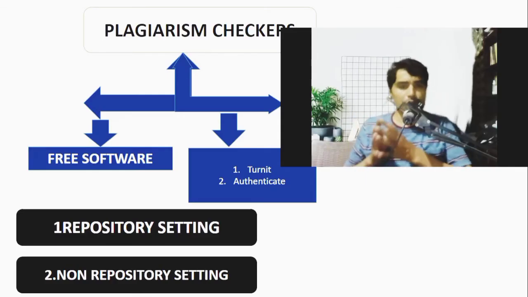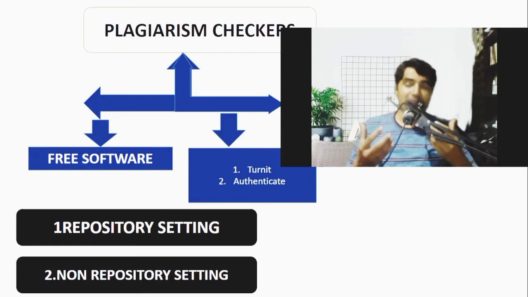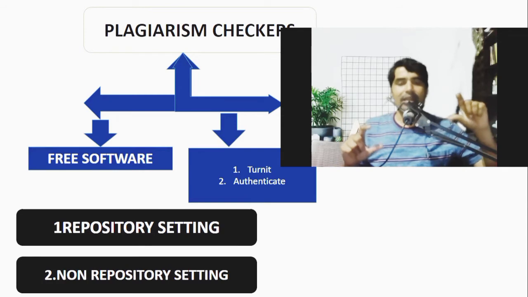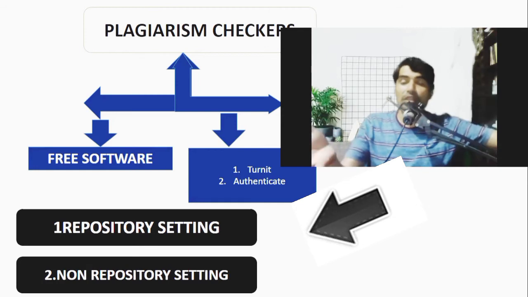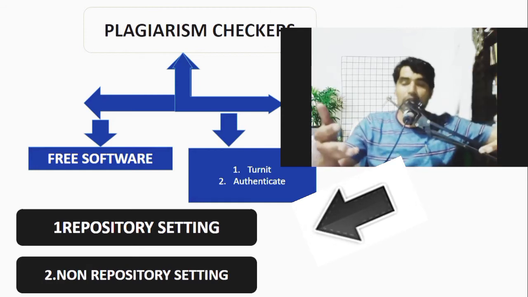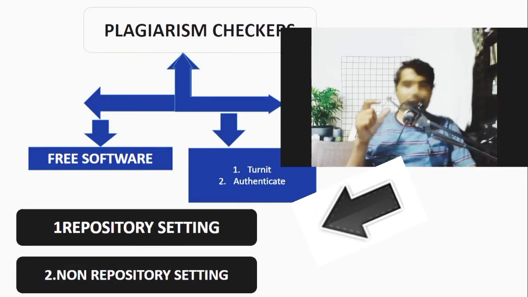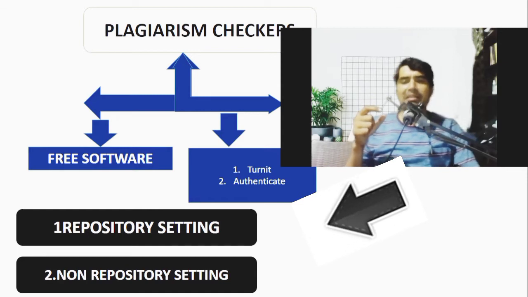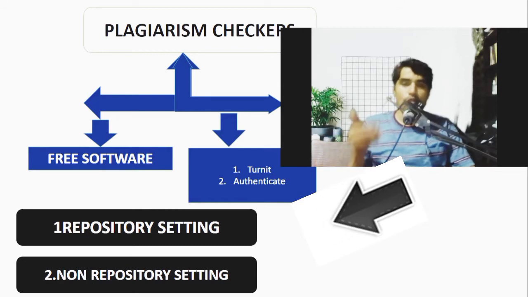I always recommend you go for non-repository setting, otherwise you will lose your file. I lost my file last time, and I recommend that you should not go for repository setting. Once there is a repository setting, that will be a problem, because your file will be stored in the database, and after that whenever you check, it will show you the same result and you will lose your file. There are two plagiarism software that I personally recommend. One is Turnitin, and the second is Authenticate. These two software are very useful.